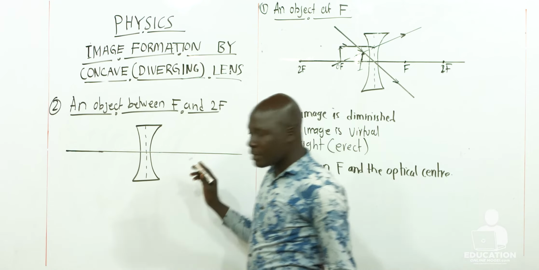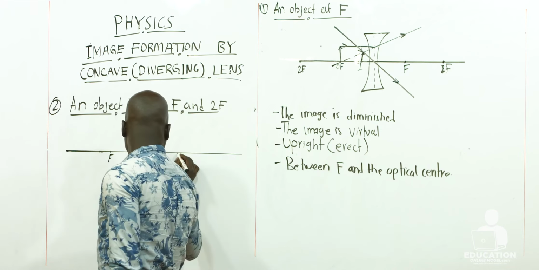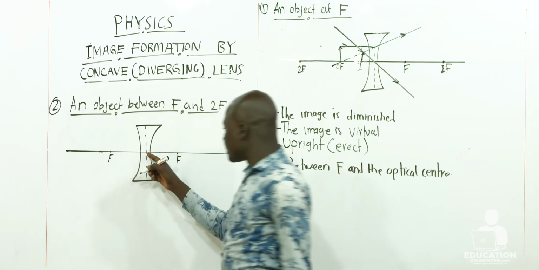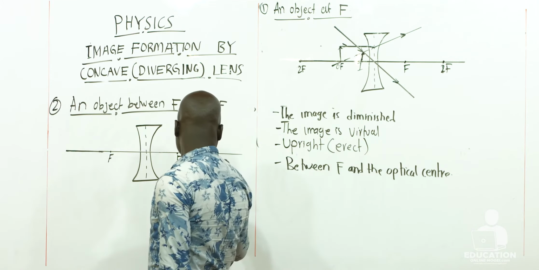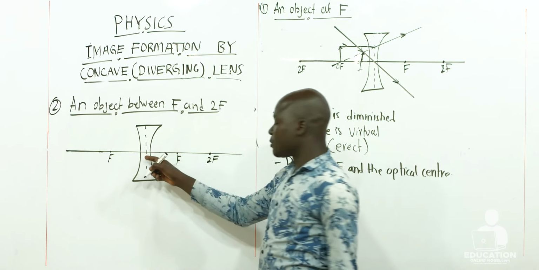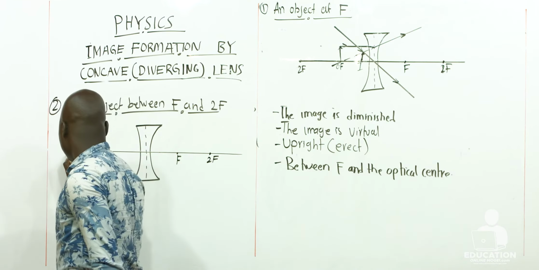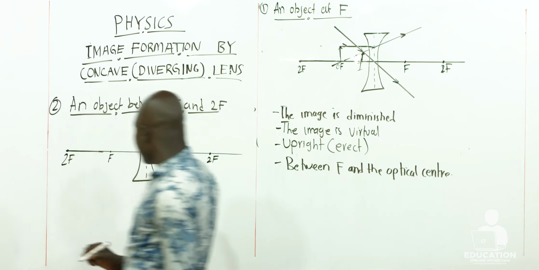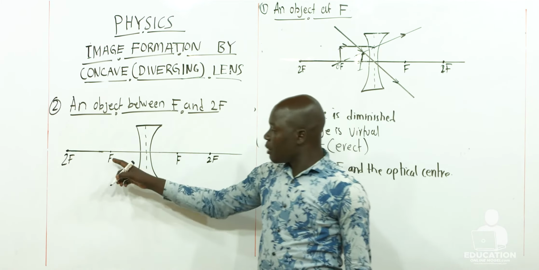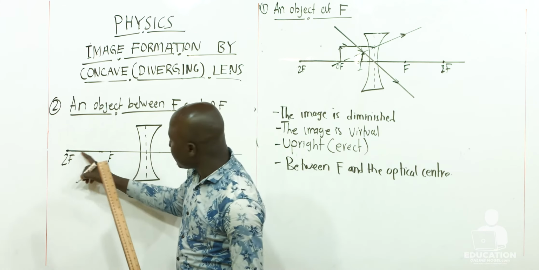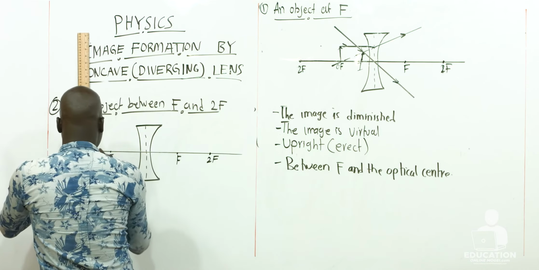Then on the principal axis we have the principal focus on both sides, and they are at equal distances from the optical center. Then twice the focal length, we denote it as 2f, and 2f is equal to the radius of curvature of the lens, and the 2f is also on both sides. Now dear learners, we are going to place this object between f and 2f. When we look at this drawing, we shall find that the position between 2f and f is at this point. So this is where we place our object.